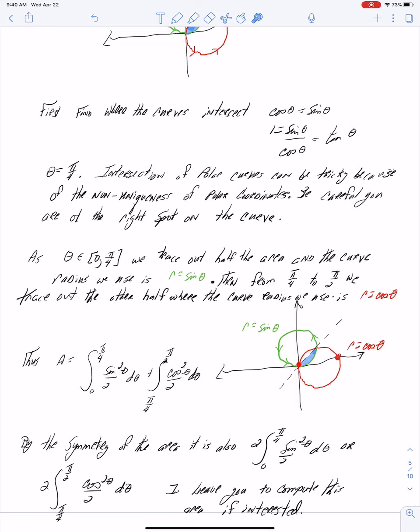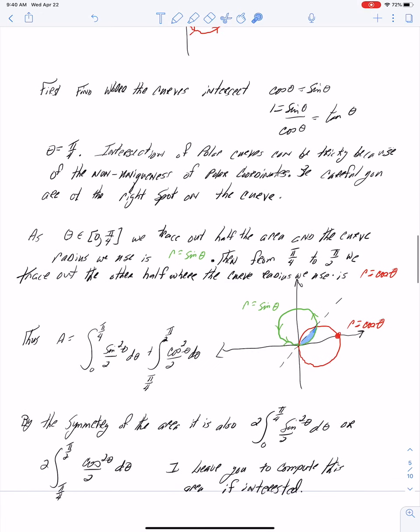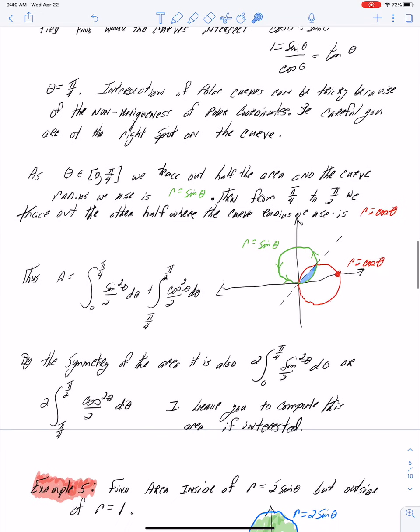Notice it's the red curve. That's my boundary. So it's going to be cosine squared theta over 2 d theta as theta goes from pi over 4, rather, to pi halves.